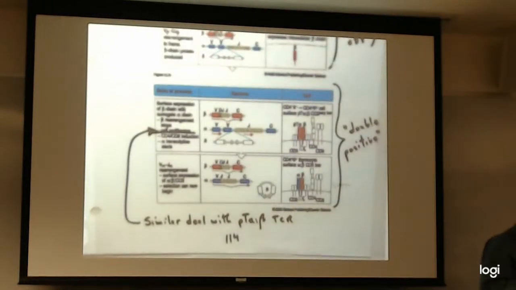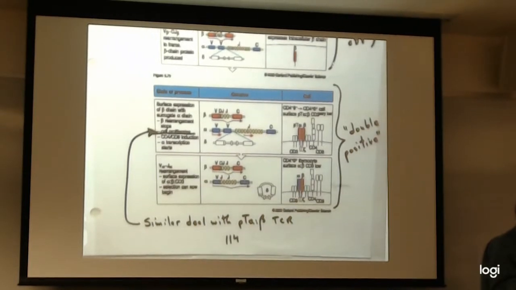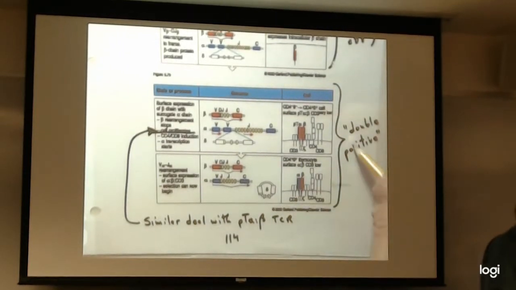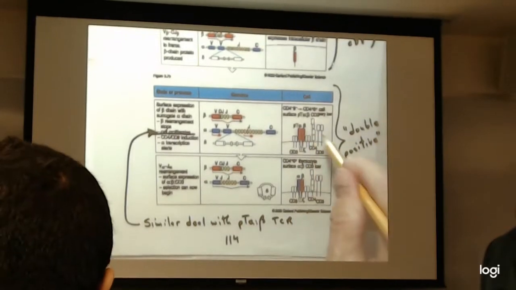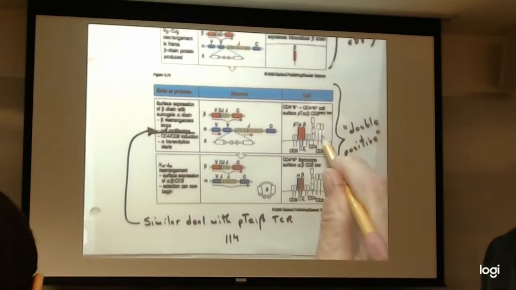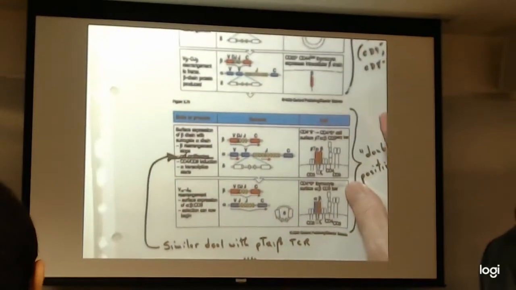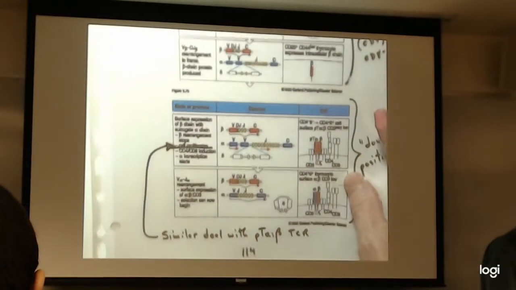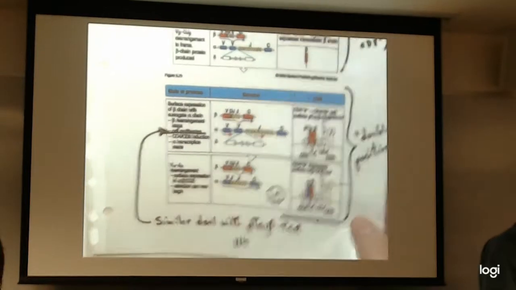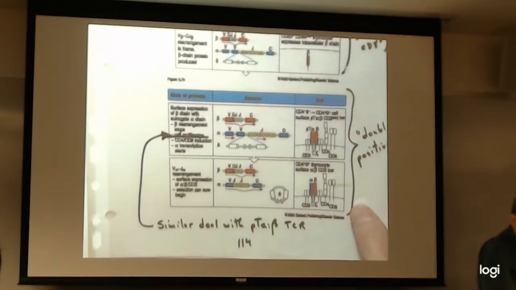So remember this for the test. Positive selection occurs when cells are double positive. That's these cells right here. They're making both CD4 and CD8. I'll have more to say about that in a moment.